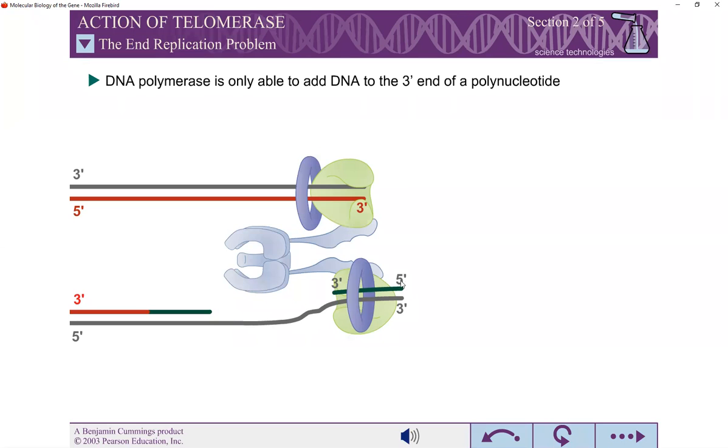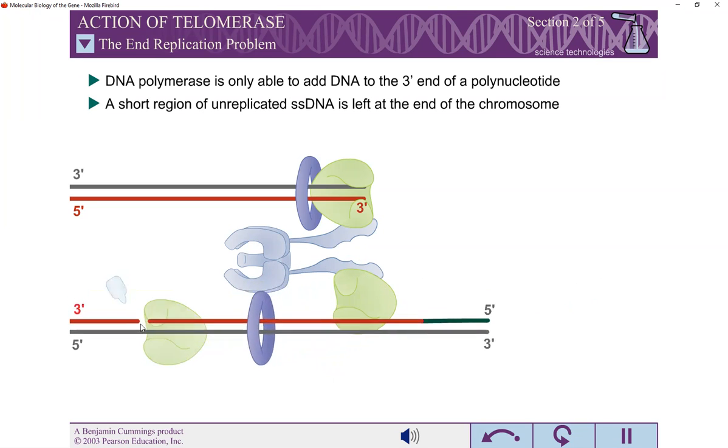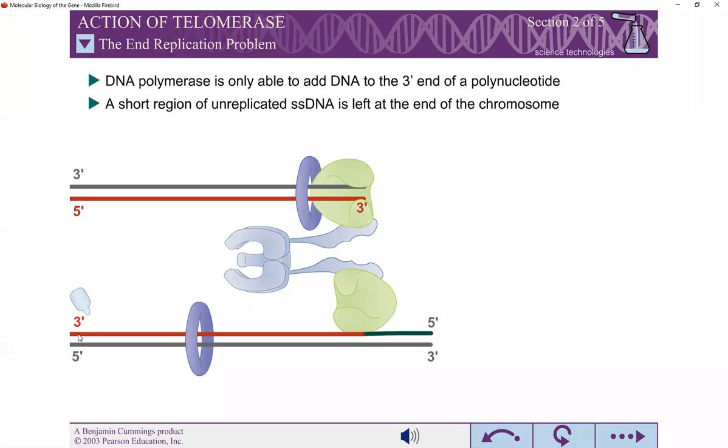But what about the fragment of single stranded DNA that will be produced after removal of the primer? What about this particular fragment? This will remain single stranded DNA and will not be replicated, so it will be subjected to degradation by exonucleases. Please have a look here. This leaves a short region of unreplicated single-stranded DNA at the end of the chromosome. See, this has been replicated, this has been repaired, but what about this part of the chromosome?